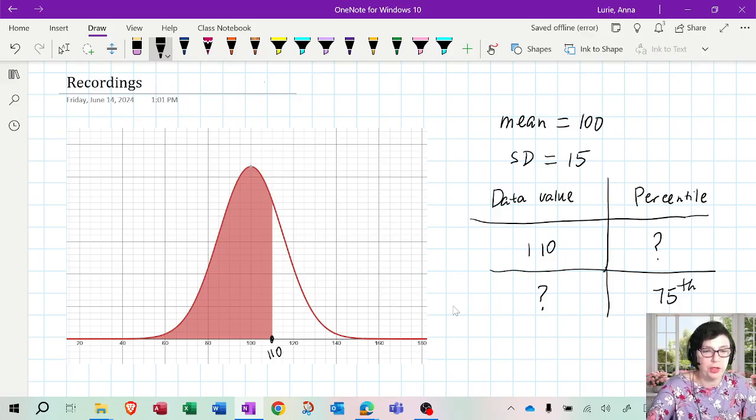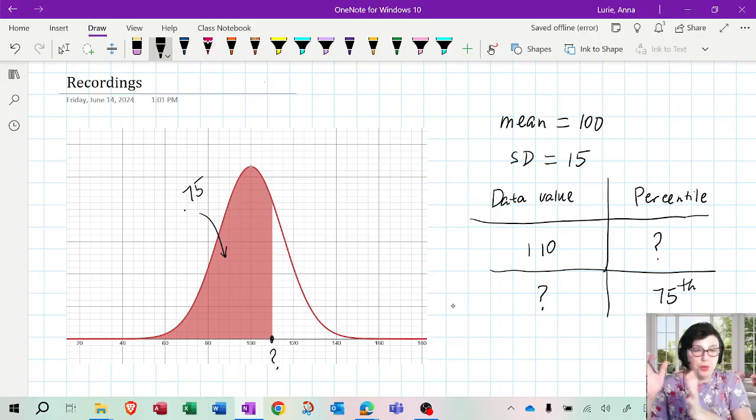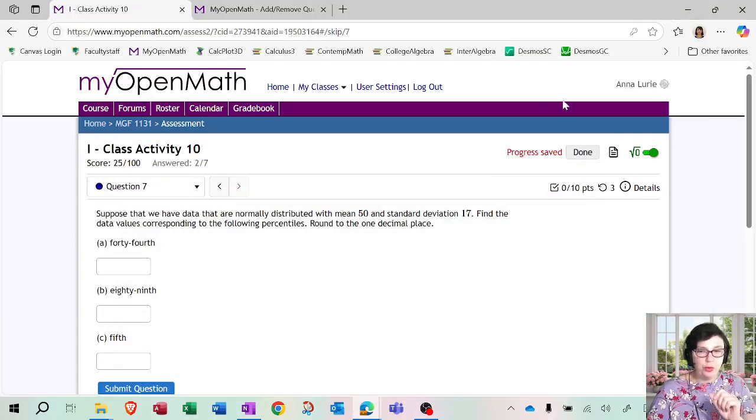So what are they asking you? They are giving you this area, this proportion, and that's equal to 0.75 because it's 75 over 100. And they're asking you, what data value does that correspond to? So now they give you the answer basically and ask you what value of X, or whatever it is that you're measuring, you need to look up. Okay, so if you're looking for a data value, how do you do that?